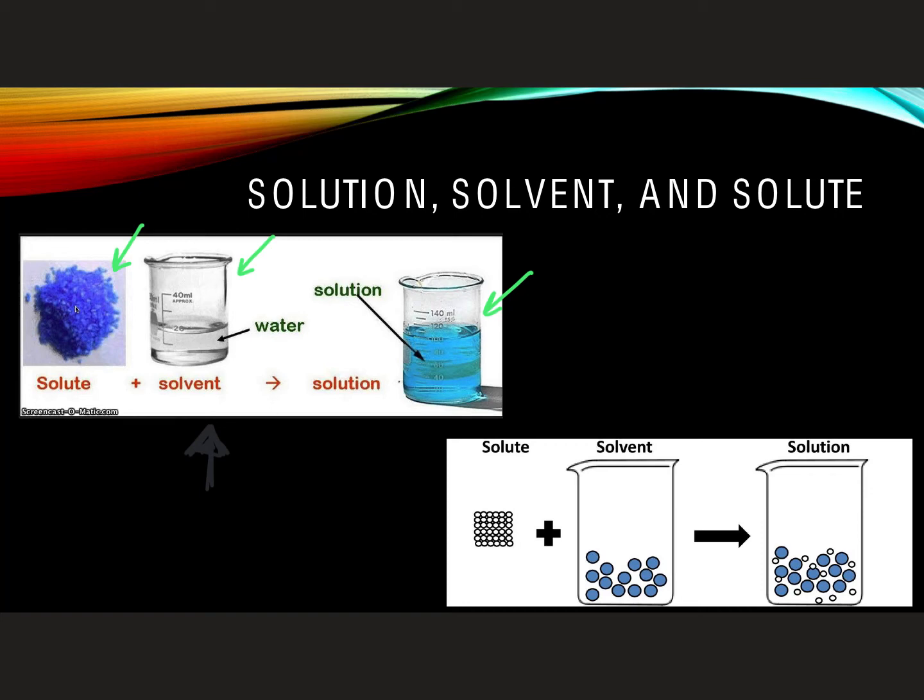If we think more at the particulate level, here's our solute, that's solid. Those particles are packed very tightly together. And whether these are molecules or ions, it doesn't matter. In the solvent, we've got the individual water molecules. Put the solute in the solvent and it dissolves and we make our solution. You can see that all of the solute particles have pulled away from each other and they are intermingled and mixed into the solvent.